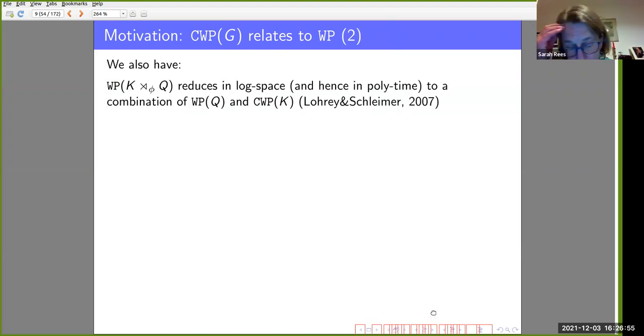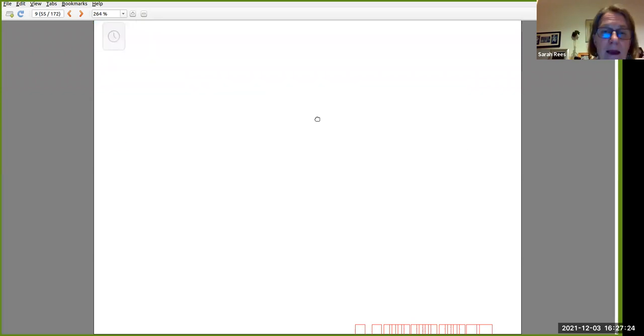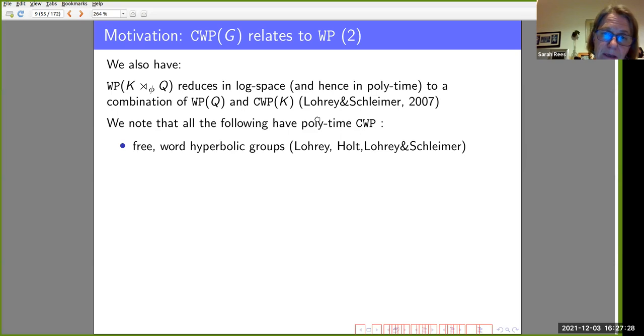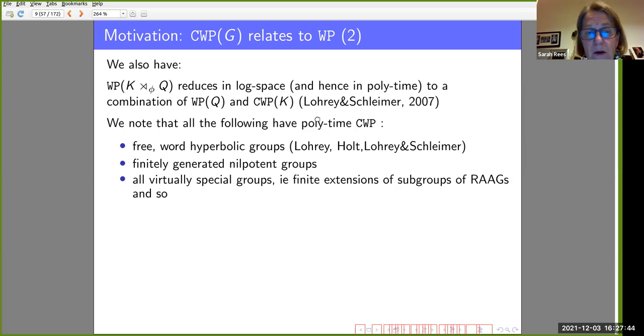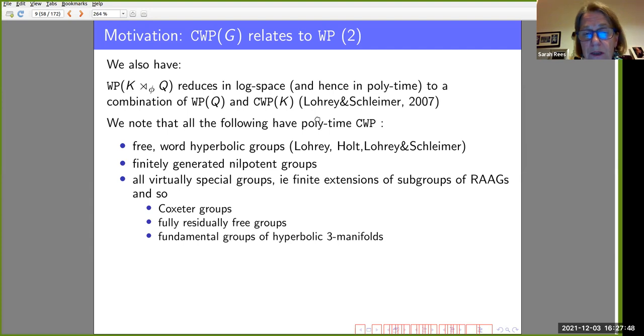But there are also various other word problem questions that are reduced to compressed word problem questions. The word problem for a semi-direct product of two groups reduces in log space, and so also in polynomial time, to a combination of the word problem of the top group Q and the compressed word problem of the bottom group, the normal subgroup K. And various groups are shown to have polynomial time word problem because they have polynomial time compressed word problems, such as free groups and word hyperbolic groups, which I've already mentioned, finitely generated nilpotent groups, virtually special groups, Coxeter groups, fully residually free groups, and fundamental groups of hyperbolic manifolds.